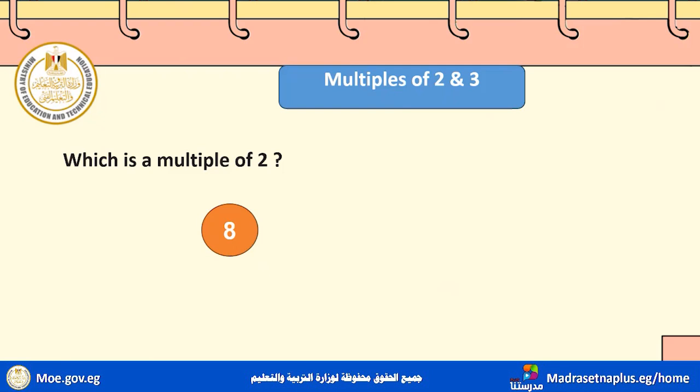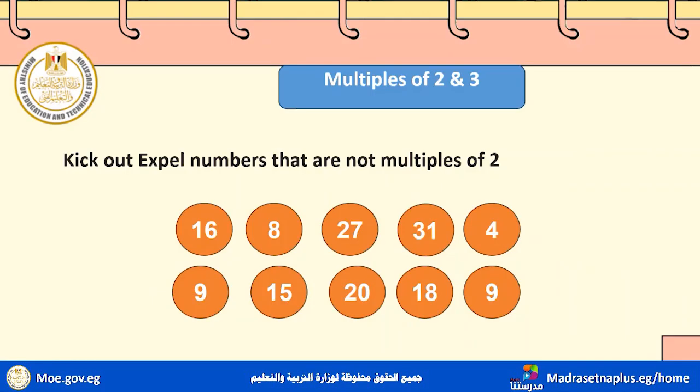Awesome. Let's go. Kick out. That means expel. Cancel. Cross the numbers that are not multiples of 2. Shoot, kick out all numbers that aren't multiples of 2. Which one will you start with? Which number should you shoot out or kick out? Oh, we kick out 31. So 31 is not a multiple of 2. Another one.